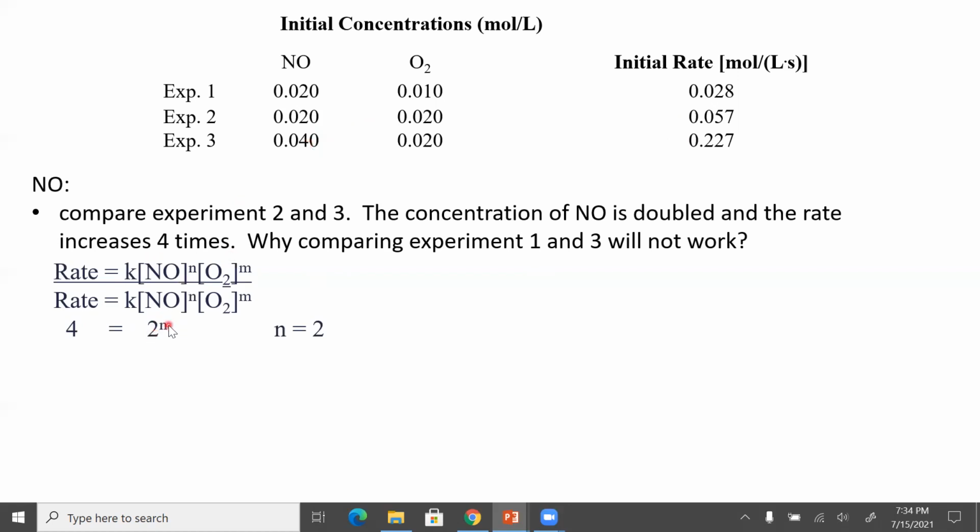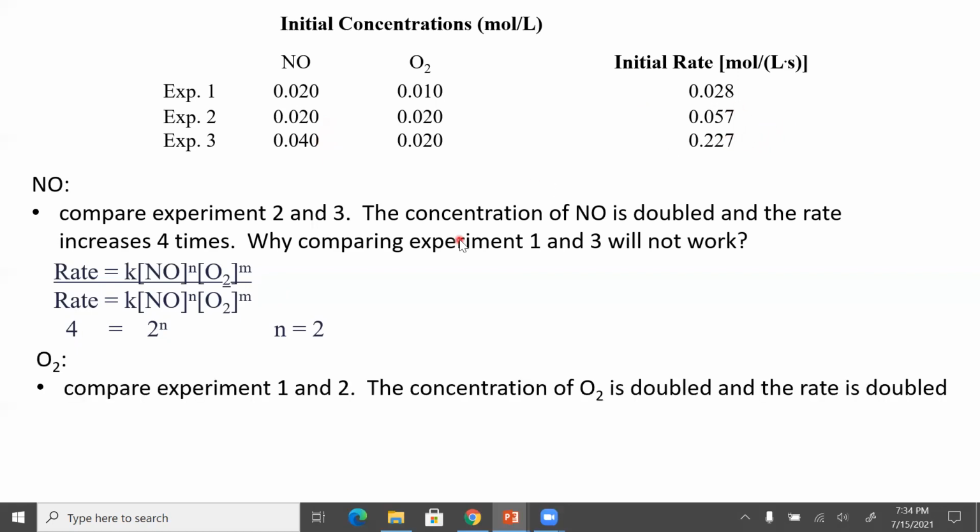We want to find out what order nitrogen monoxide is. We want to find out what N is. Well, 2 to the N power is 4. That means N equals 2, which means nitrogen monoxide is a second order reactant. We doubled the concentration and that caused the rate to quadruple.